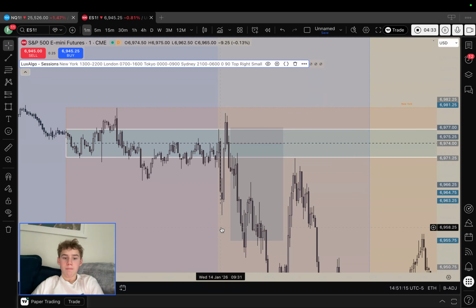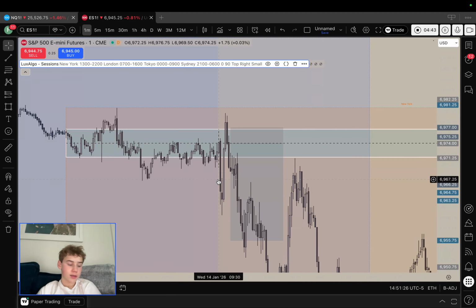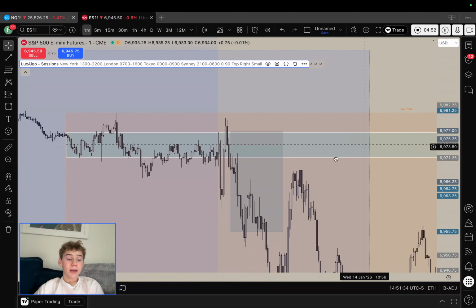Then, bam, what do we get? Breakout to the downside. This fat candle here. Perfect. Just what I want at 9:30, market open. That's what I expected. What do we get? Retest of that midpoint. Retest of midpoint. What do I do? Immediately enter shorts.